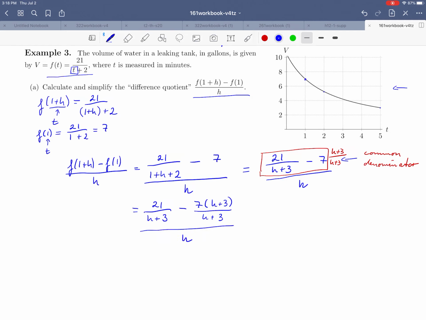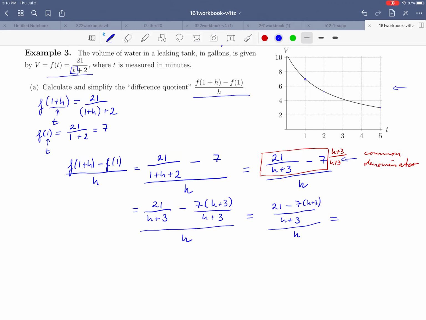Doesn't look nicer, but it really is, because now in the numerator I have the same denominator. I have h plus 3, so I can just say this is h plus 3 in the denominator, and the numerator is 21 minus 7 times h plus 3. And then the whole thing is divided by h.